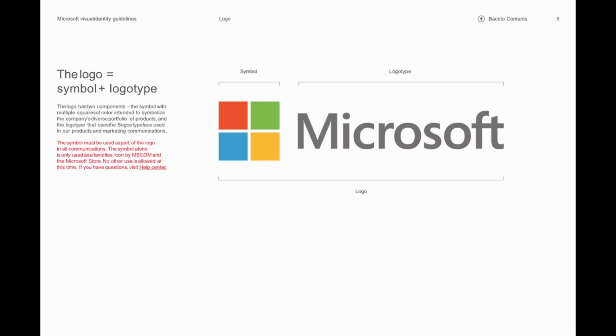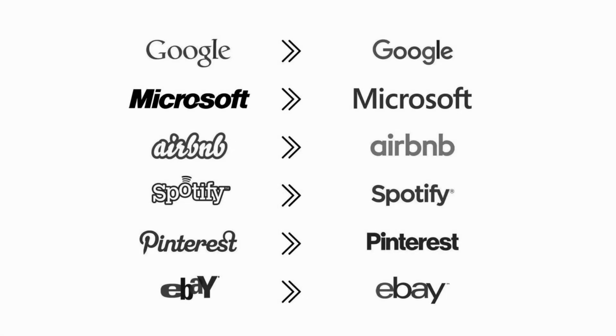Now, if we look at the paragraph of red text, we learned that the symbol must be used as part of the logo in all communications. The symbol alone is only used as a favorites icon by MS-Com and the Microsoft Store. No other use is allowed at this time. Another way to say this is that the icon can be used by itself in some cases, but the word mark is never to be used without the icon. If we go back to the image of the logos, we see that the icon is not present, which is against the rules and never should have been shown this way.